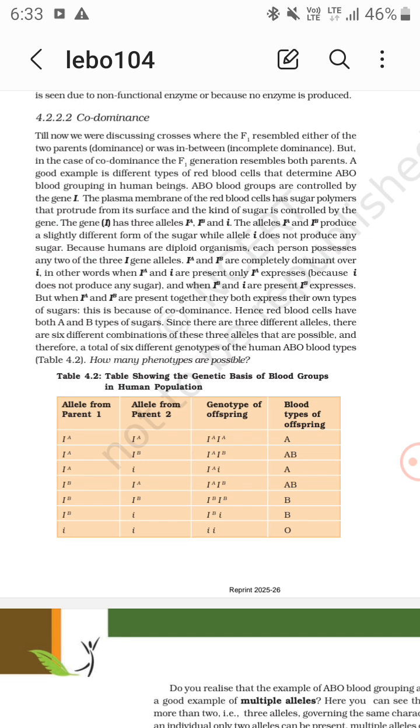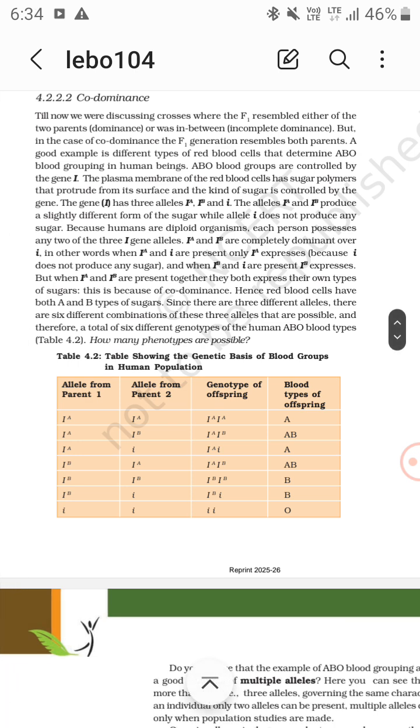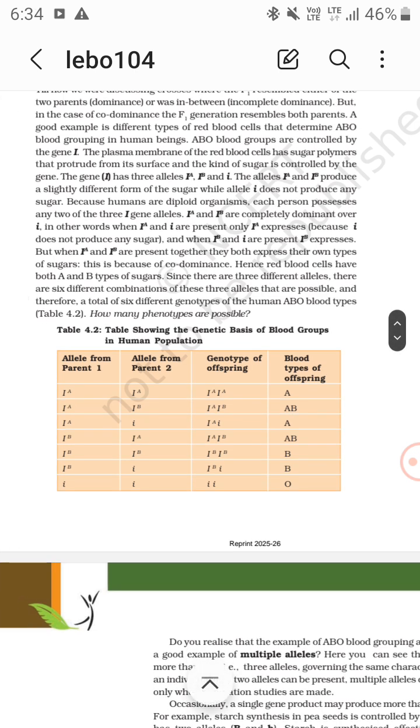When IA and IB are present together, they both express their own types of sugars. So this is because of codominance, right? So here the blood cells have both A and B types of sugars.